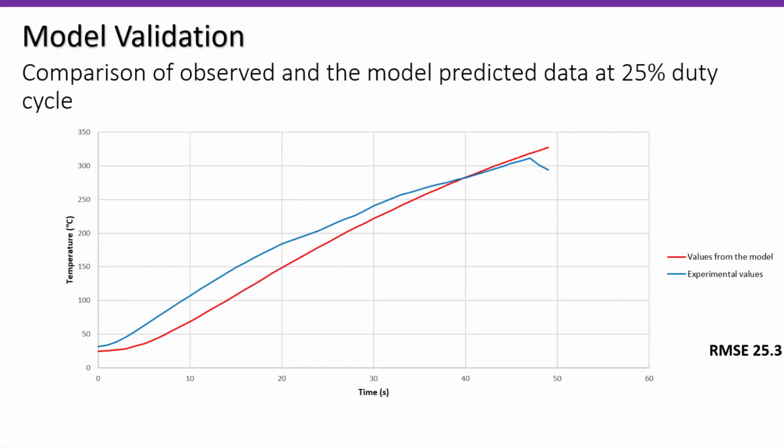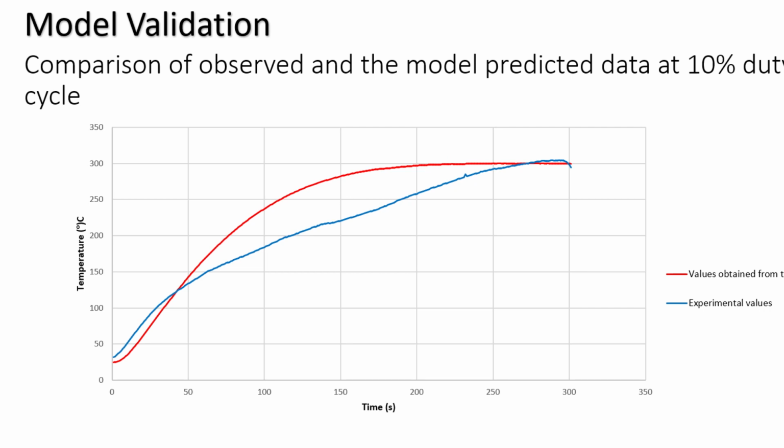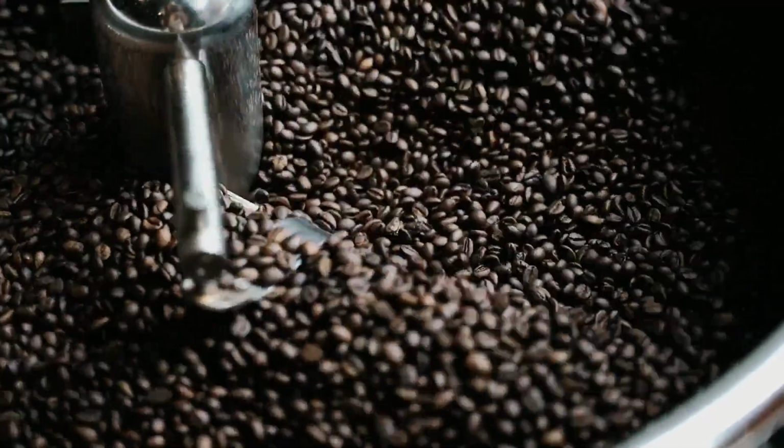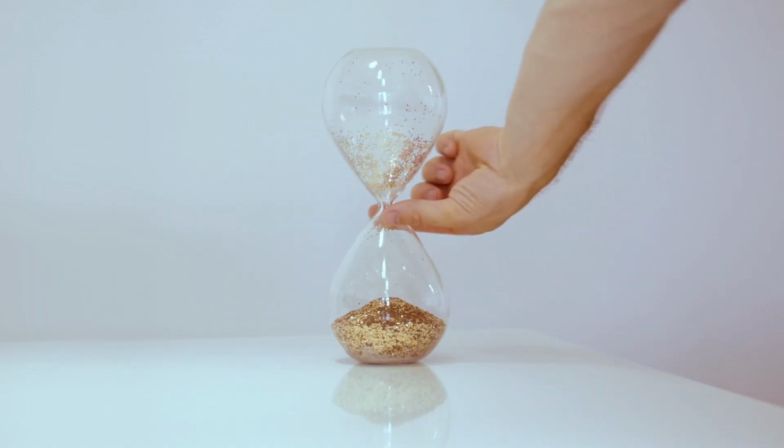There was a good agreement between the model predicted data as well as the experimental data that I have obtained. When the coffee beans are roasted using convective heating, it takes about 20 minutes to heat the coffee beans to a temperature about 240 degrees Celsius. But in my study, I found that it takes only 45 seconds to heat the center of the coffee bean to a temperature about 300 degrees Celsius. So that's really a savior of time.